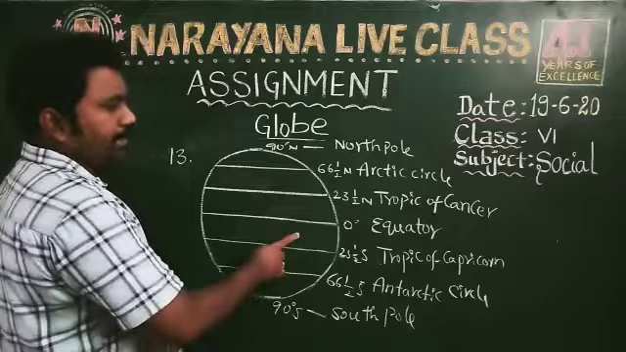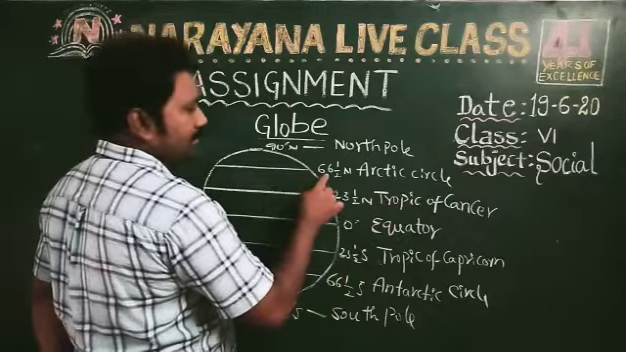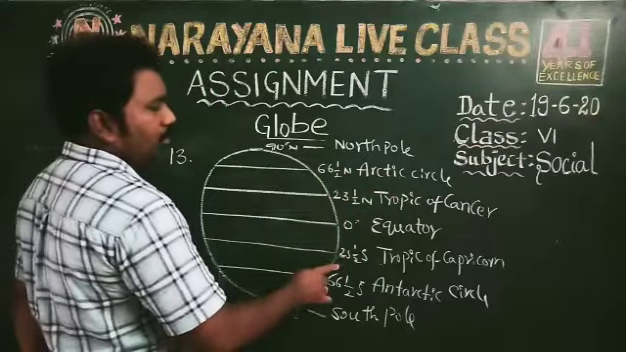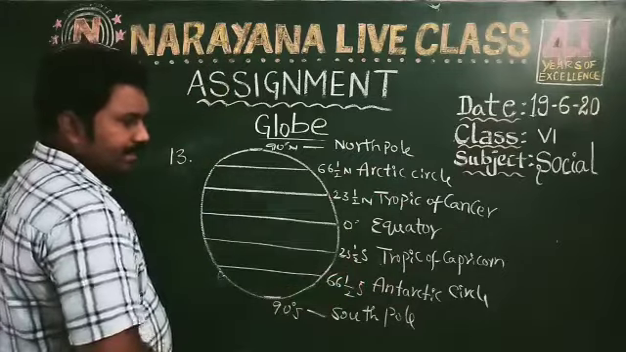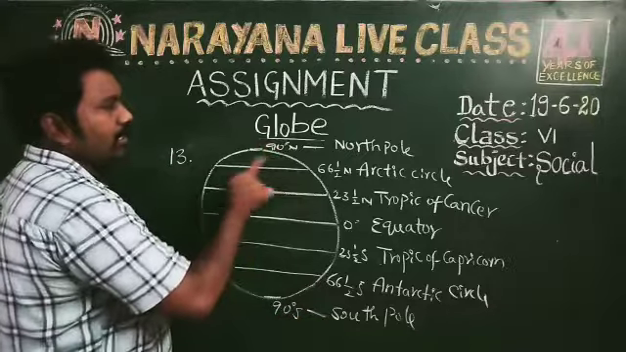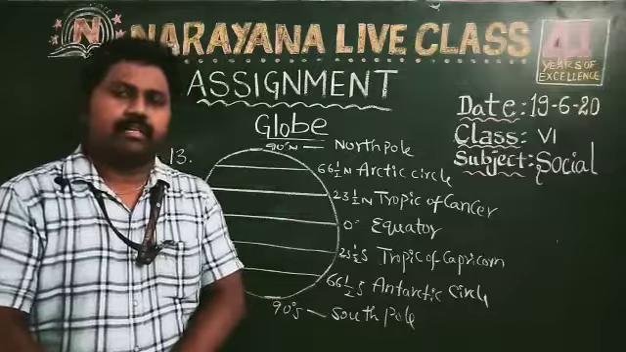So equator 0 degree, 23 and a half degrees north, Tropic of Cancer. This is 66 and a half degrees north, Arctic Circle. Then 23 and a half degrees south, Tropic of Capricorn. 66 and a half degrees south, Antarctic Circle. 90 degrees south, South Pole. 90 degrees north, North Pole. So these are the 13 questions in this assignment.